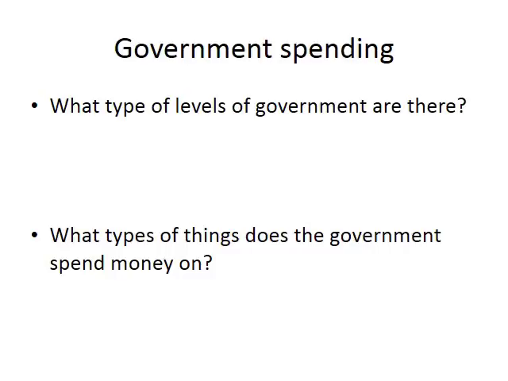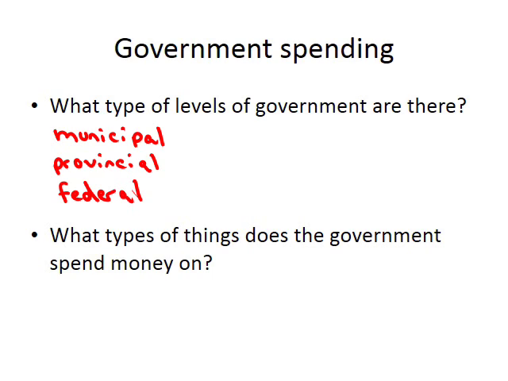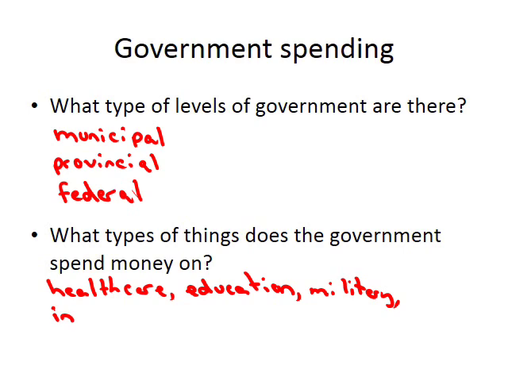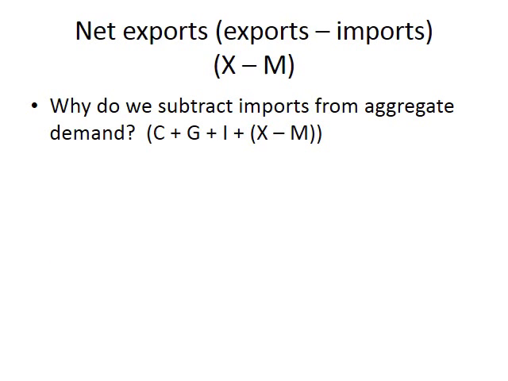Government spending. If we think of what types of governments there are, there's of course municipal, there's provincial, thinking of it in Canada, and there's federal. And if we think of what types of things the government spends money on, they're numerous. It could be healthcare, could be education, known of course as merit goods, could be military, could be infrastructure, etc. And net exports being exports minus imports.